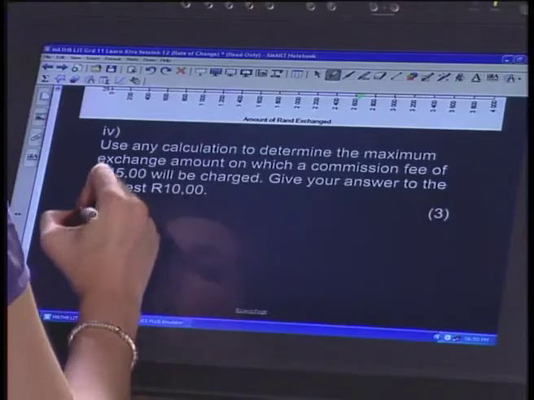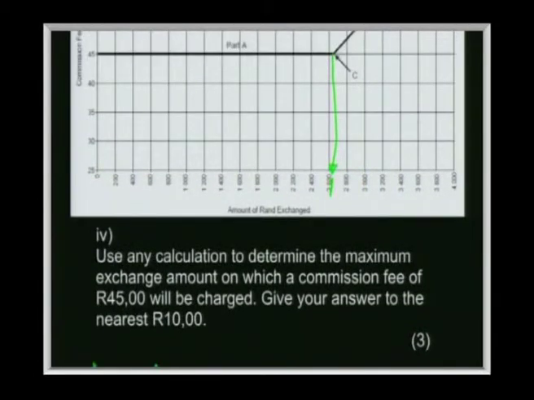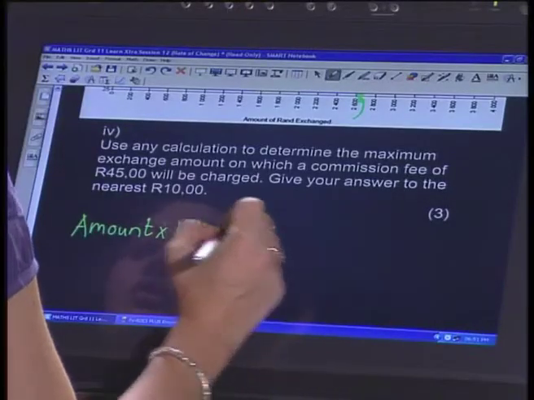Well, one way to do it is to say our amount, and we're referring to this amount over here. If we have a look at our graph, it's going to be quite close to 2,600. So we want an amount whereby if we multiply our amount by 1.7%, we'll get 45 Rand, or anything less than 45 Rand. But we want our maximum value, so we want our amount times 1.7% to be equal to 45 Rand.